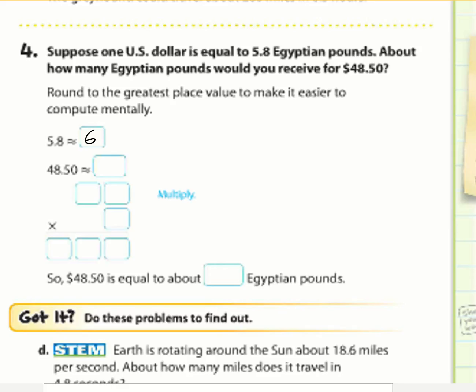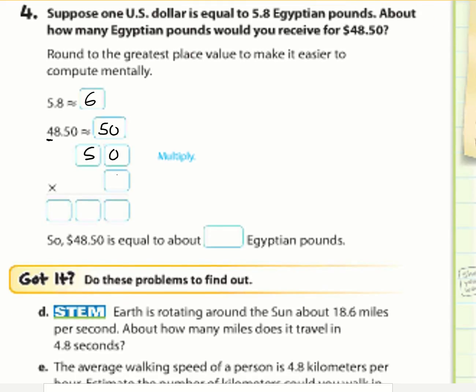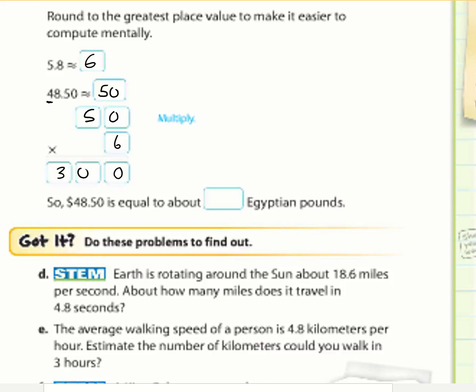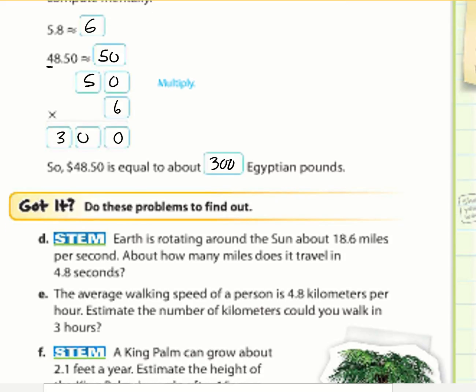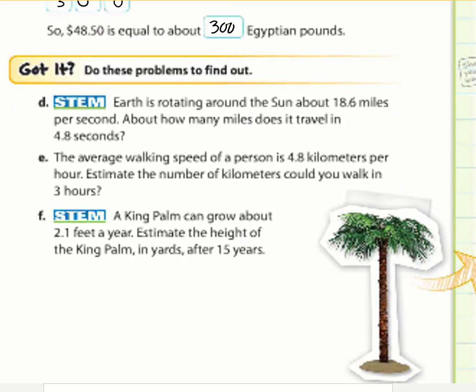48 and 50 cents, since the 4 is now in the tens place, we're going to say, is this closer to 40 or is it closer to 50? And we're going to say it's closer to 50. So we're going to multiply 50 times 6. 6 times 0 is 0. 6 times 5 equals 30. So $48.50 is equal to about 300 Egyptian pounds. Now go ahead and pause the video and try to do D, E, and F.